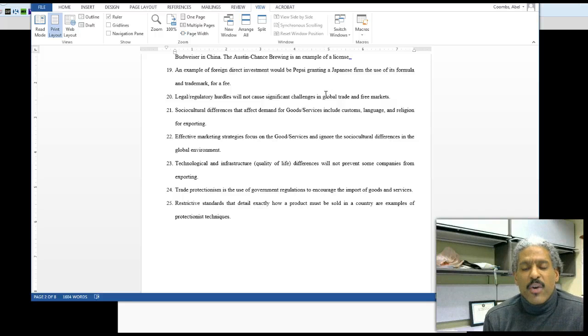19. An example of foreign direct investment would be Pepsi granting a Japanese firm the use of its formula and trademark for a fee. False. That's a license. That's not foreign direct investment. Pepsi didn't put their money into the game. So foreign direct investment, license.